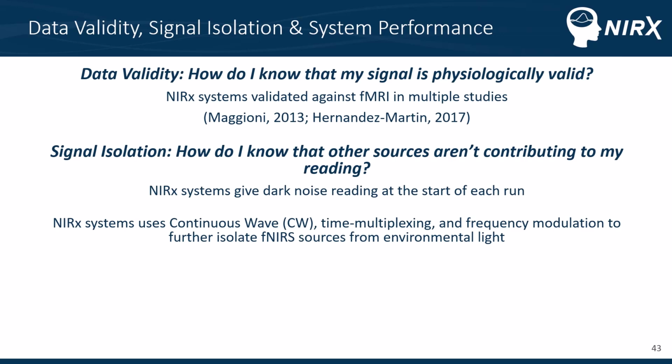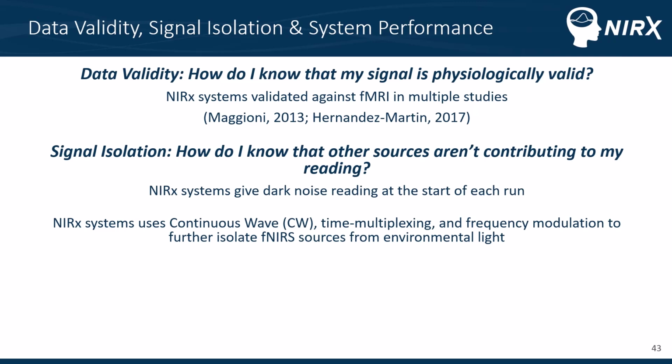Signal isolation: how do I know that other sources aren't contributing to my reading? Well, NIRx systems give a dark noise reading at the start of each run. The dark noise is not only a measure of detector performance, but also a measure of environmental light interference. It's basically a reading at the detector when the sources are turned off. So you can tell if you have high environmental light interference, and you can address that by addressing that light source, by using shower caps, and so on.